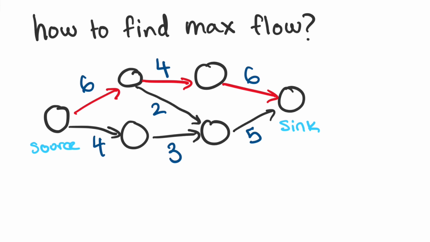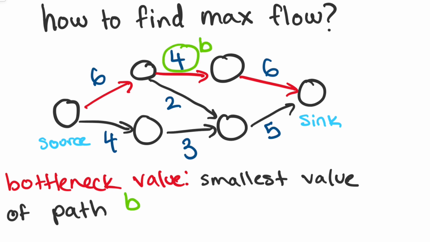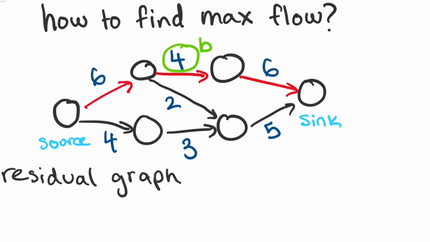Look at the values on each edge, that's where you pay close attention, because out of all the edges there's one whose capacity is least, and so that is the max amount of flow that can go through the path you see. The bottleneck value B is the so-called smallest value of this path, and we use it to update something we call the residual graph.